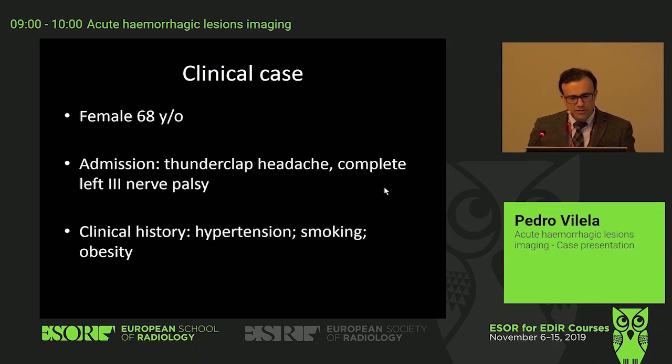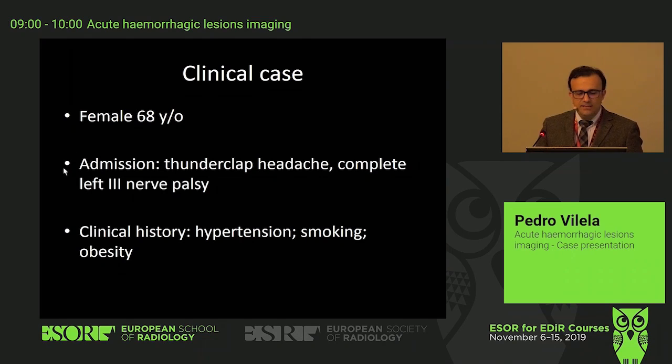So now we are going to a non-traumatic case, a female, 60 years old, and we have admission with a thunderclap headache, complete third nerve palsy, and the patient was hypertensive, she smoked, and was obese. So I'm not going to show you the case, but with this clinical information, what are you suspecting? So many underlying contexts for this patient, regarding hypertension, regarding obesity, or something like that.